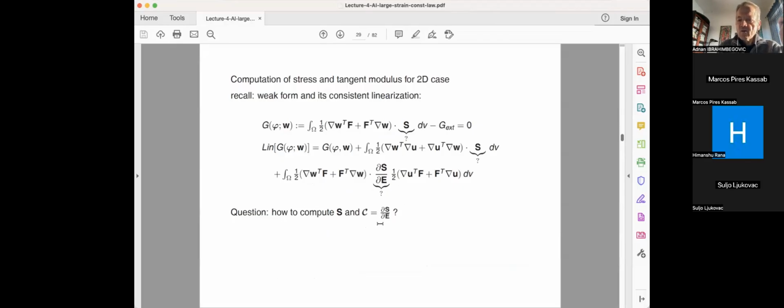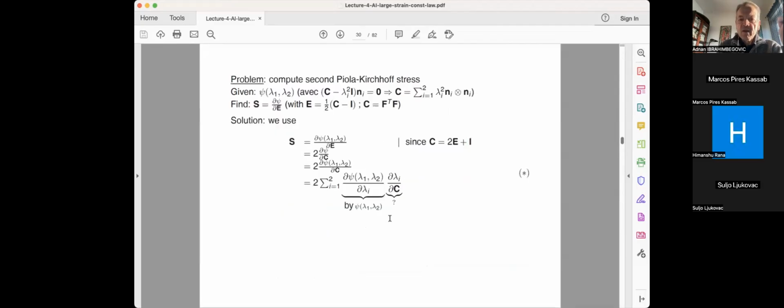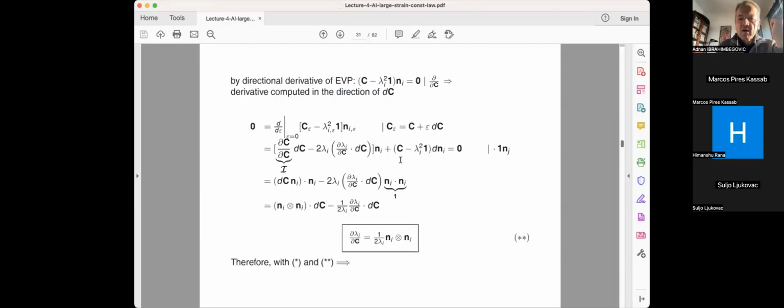And the question is, okay, how to compute my tangent modulus? So we already said the computation of the stress is given as the derivative of the potential given in terms of these principal stretches. Here I do it for the second Piola-Kirchhoff stress, so that becomes 2 times the derivative of psi with respect to C. And basically that amounts to the derivative with respect to the principal stretches, lambda 1 and lambda 2, times the derivative of lambda I, either 1 or 2, with respect to C. So how do I compute this guy?